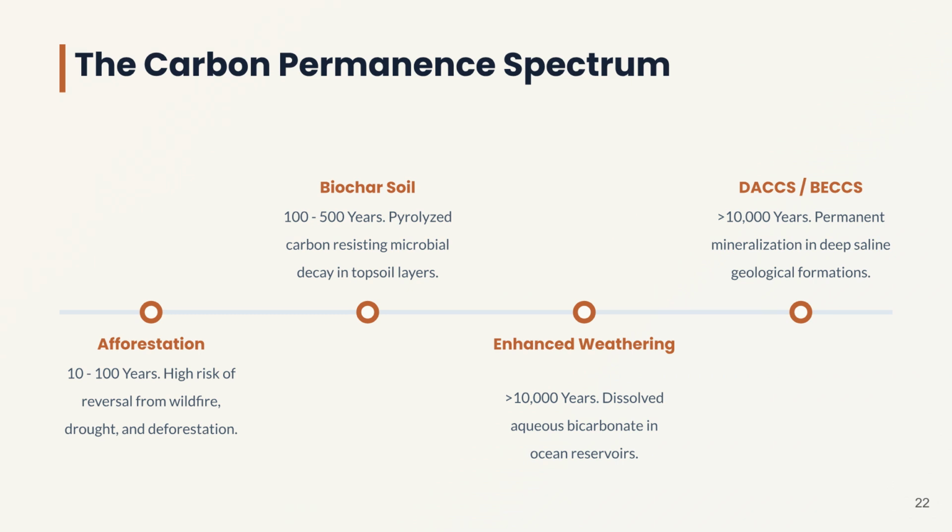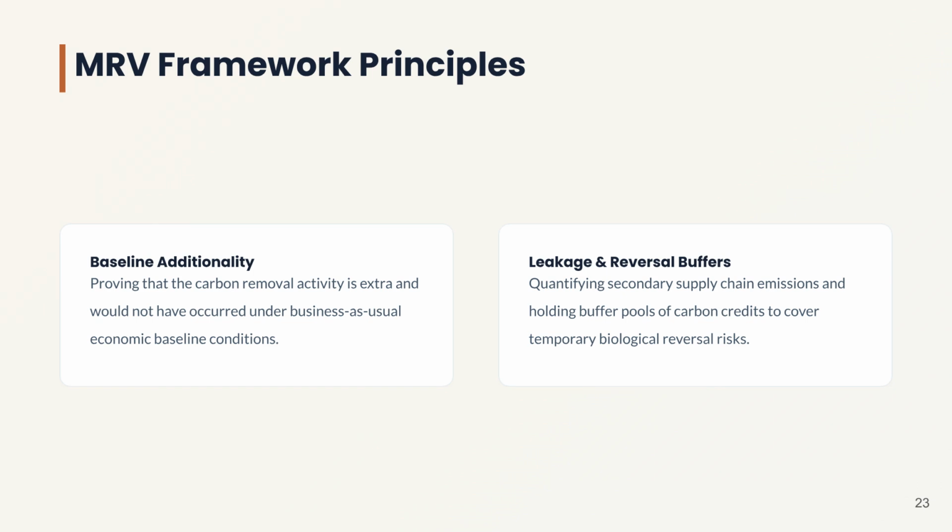This chart shows the spectrum of carbon permanence. While afforestation faces risks of reversal over 10 to 100 years, enhanced weathering and mineralization offer geologic scale storage lasting over 10,000 years. A robust MRV framework relies on proving additionality, ensuring the removal would not have occurred under business as usual, and managing risks like secondary supply chain emissions or potential reversals.